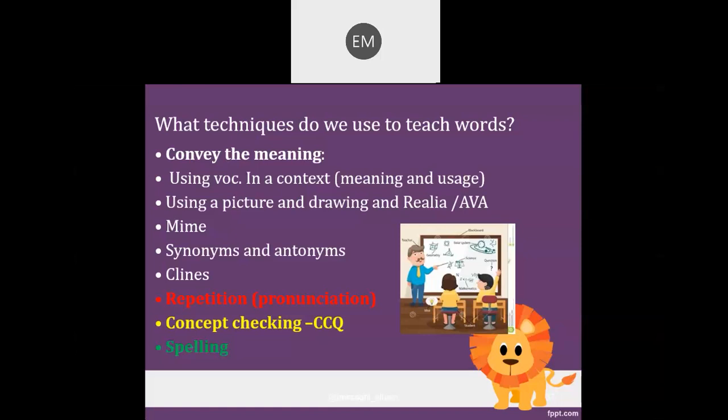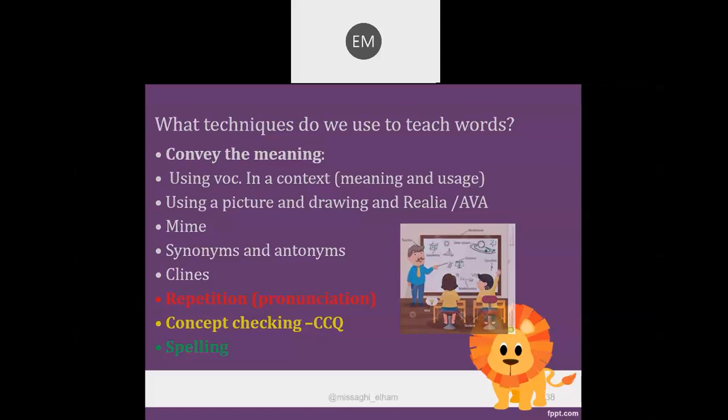So you work on the meaning, then you work on pronunciation and stress. Also, it's a time to check with your students if they have learned the meaning correctly. So that is the third step. We call it CCQ, okay? Concept checking questions.